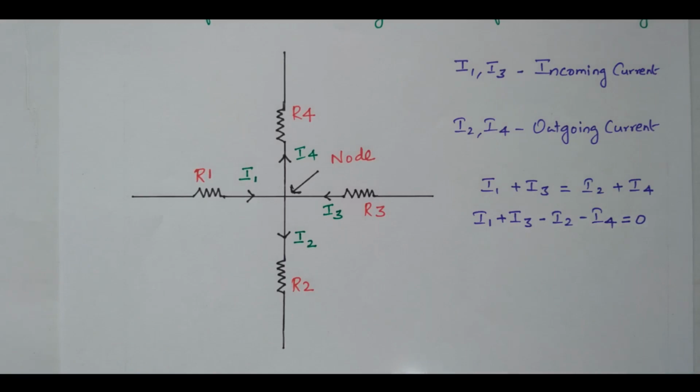So that is the statement given by Kirchhoff's current law, right? The sum of incoming current is equal to sum of outgoing current. And the other statement, the sum of total current in a junction is equal to 0, right? So this is the statement given by Kirchhoff's current law. Now we'll go to Kirchhoff's voltage law.